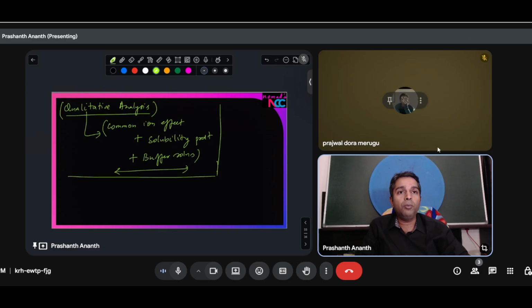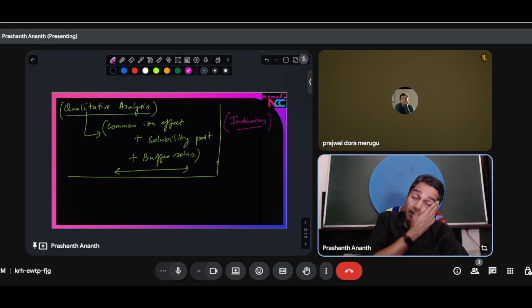There is one more part to discuss, which is going to be indicators. I am not sure if indicators is still going to be done or not in your syllabus. At least from a JEE mains perspective, it is definitely not there. JEE advanced perspective, I don't know.